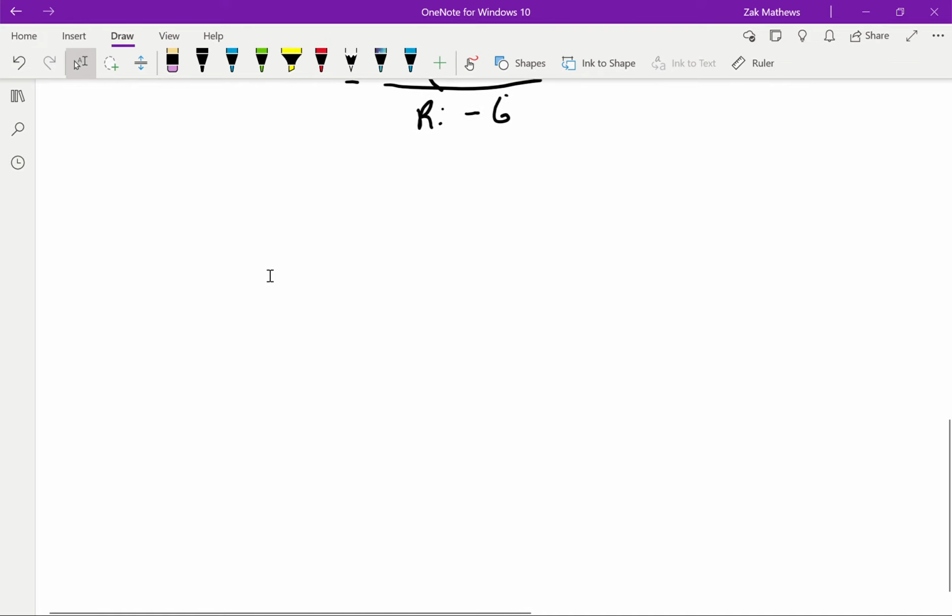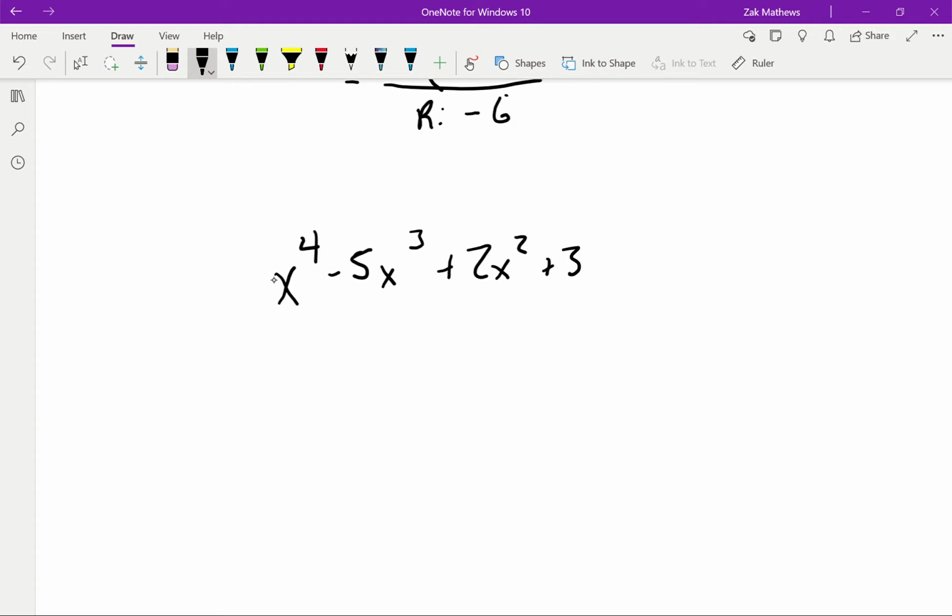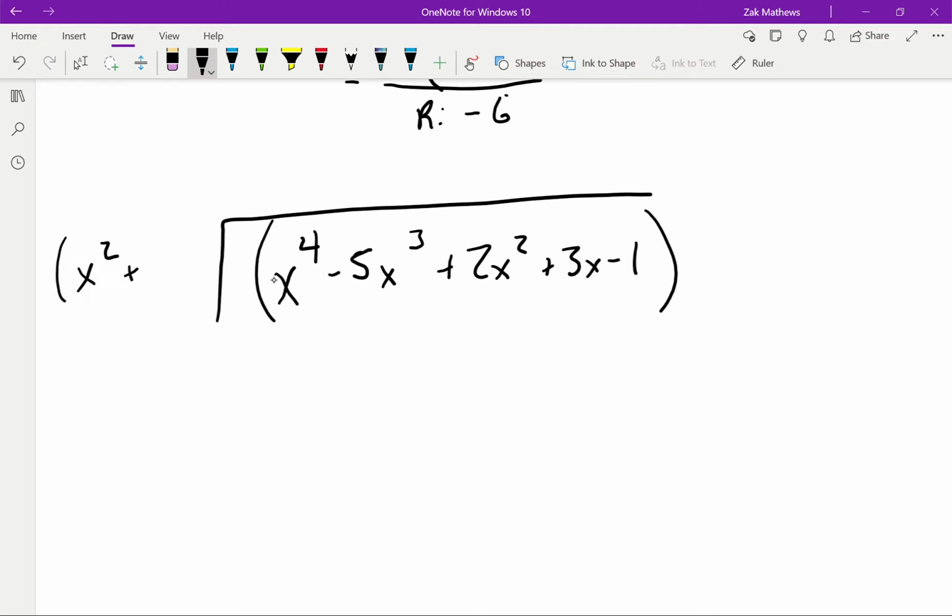So let's take, I'm not just going to set this up in the division house for interest of time, x to the 4th minus 5x squared. Sorry, let me do a cube for right now. Plus 2x squared plus 3x minus 1. I'm going to divide that by x squared plus 1.